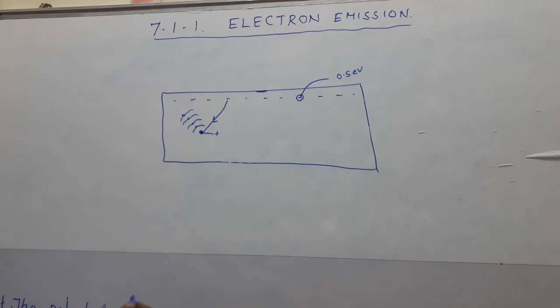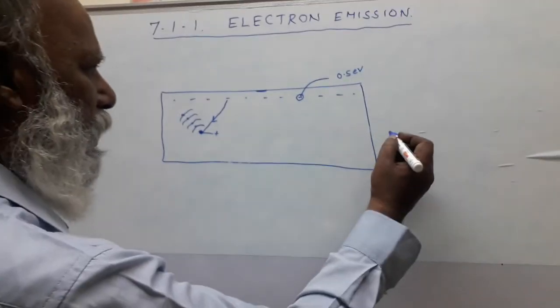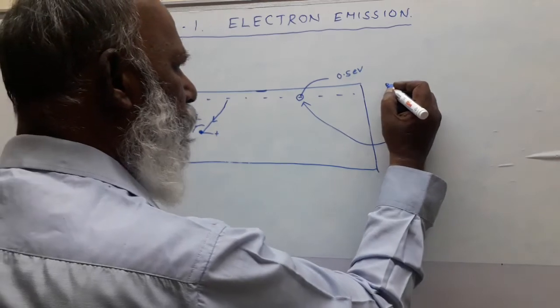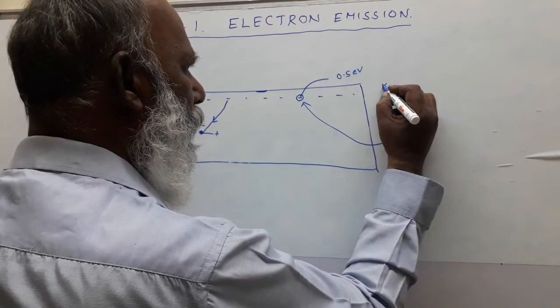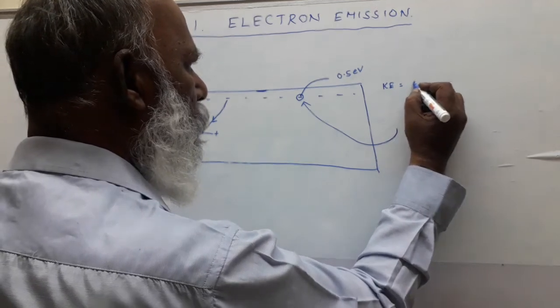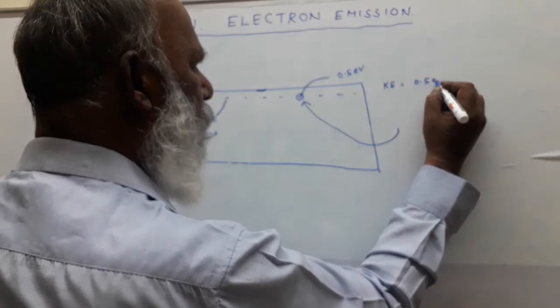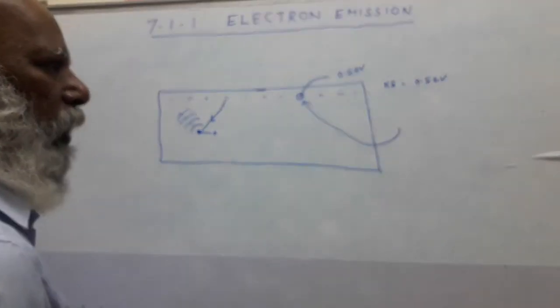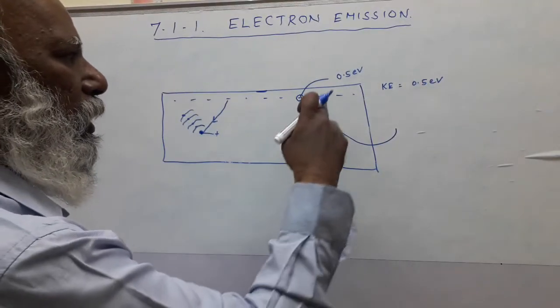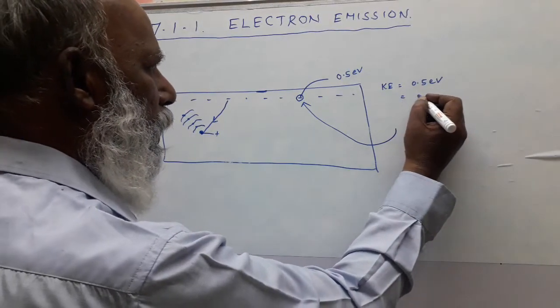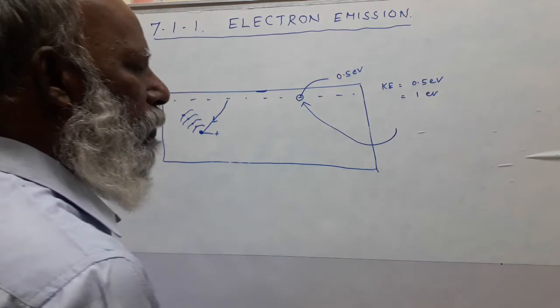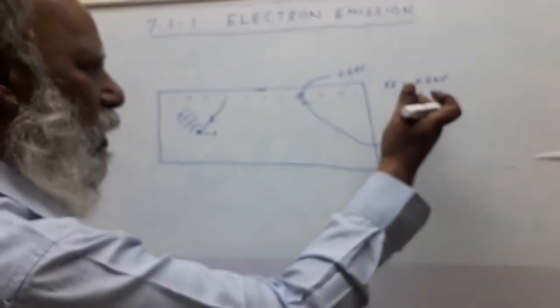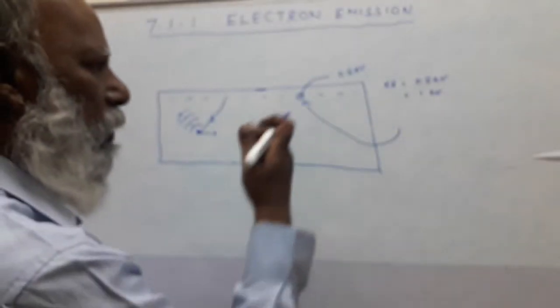Now we are giving some amount of external energy to this free electron. For example, in room temperature the kinetic energy of the electron is equivalent to 0.5 electron volt. If you increase this kinetic energy to 1 electron volt, then what will happen? Nothing will happen. This is also not enough kinetic energy to break this surface barrier.